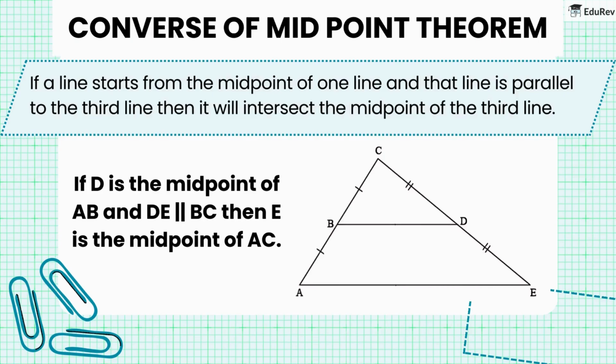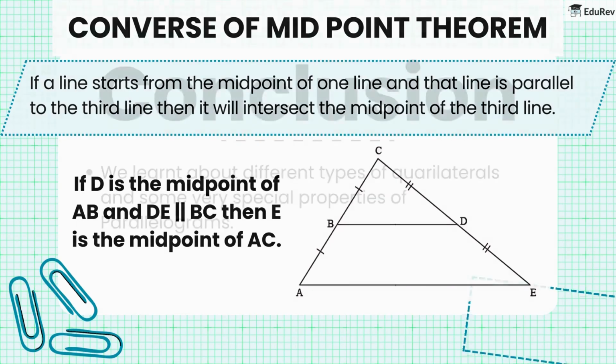Converse of midpoint theorem. If a line starts from the midpoint of one line and that line is parallel to the third line, then it will intersect the midpoint of the third line. If D is the midpoint of AB and DE is parallel to BC, then E is the midpoint of AC. It's like the midpoint theorem, but in reverse.